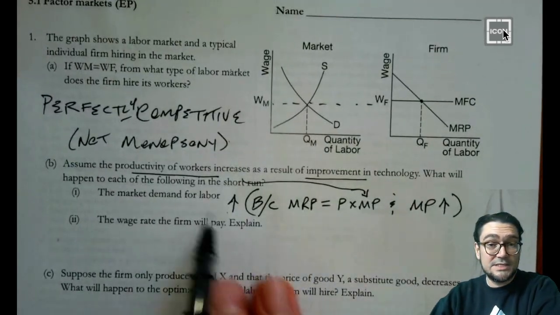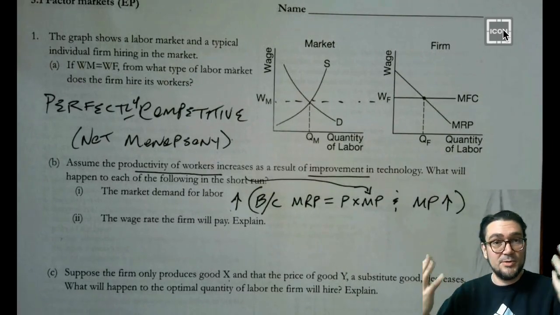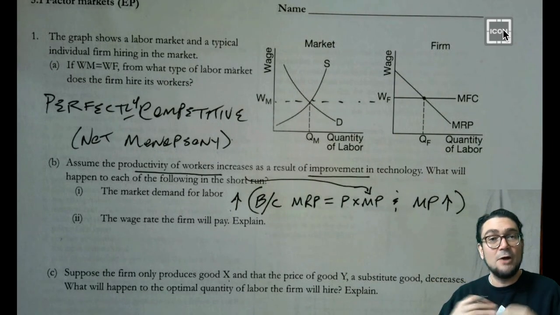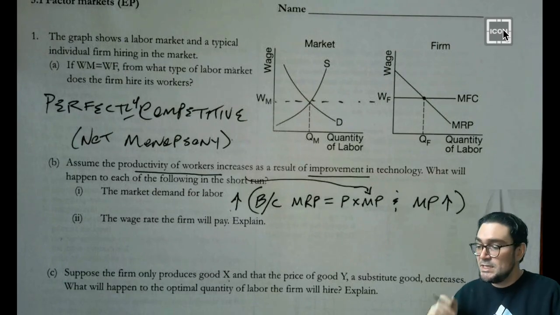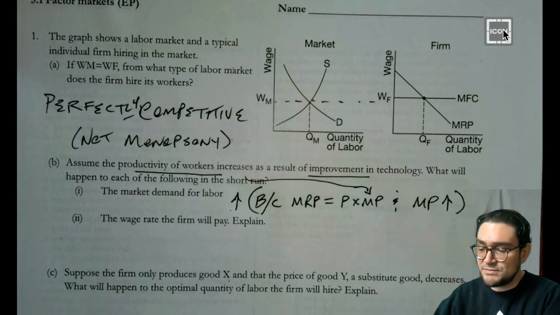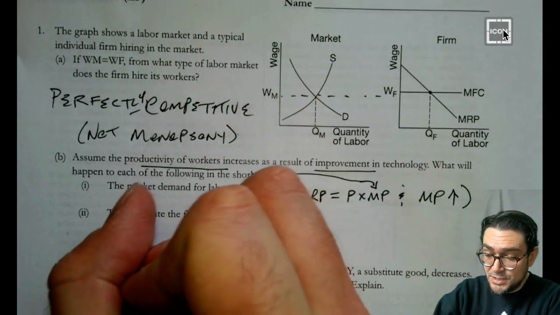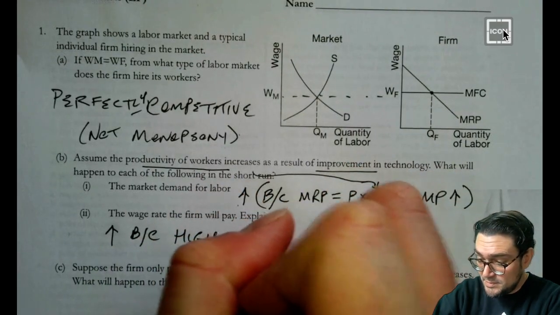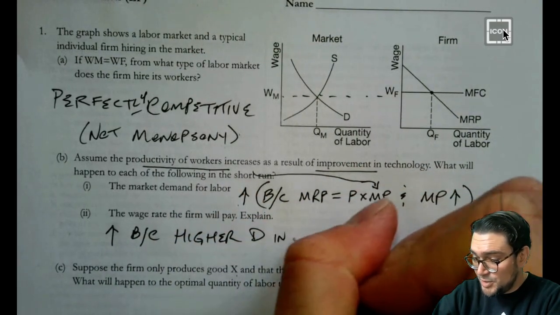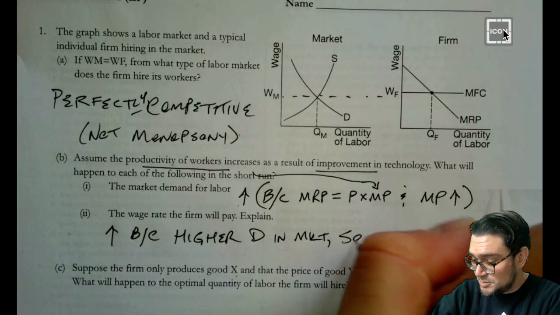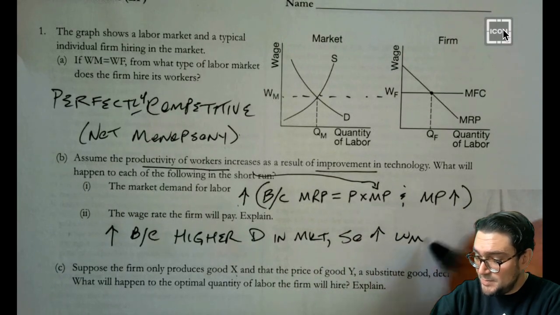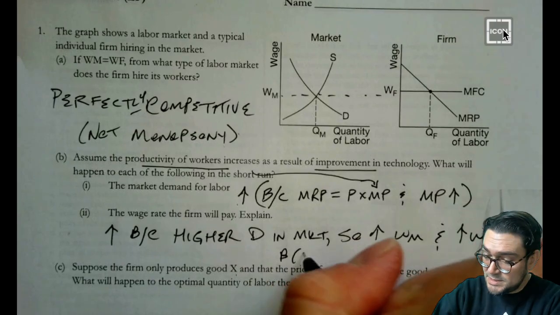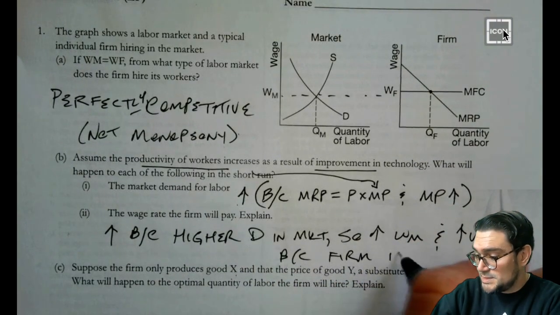And so there's only two ways that the demand for labor can change, right? It could go up or down. There's only two things that can change it, and that would be the price of the product, the output good that's being produced using these inputs, or the actual productivity of the inputs themselves. The wage rate the firm will pay will also increase, and that's because there's higher demand in the market. So increase WM and increase WF because the firm is a wage taker.